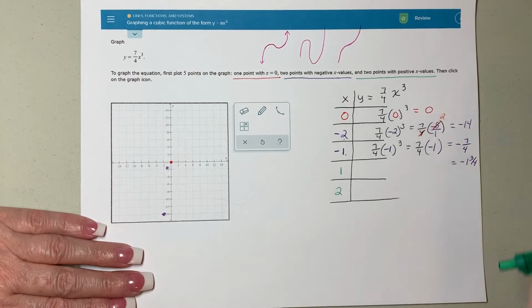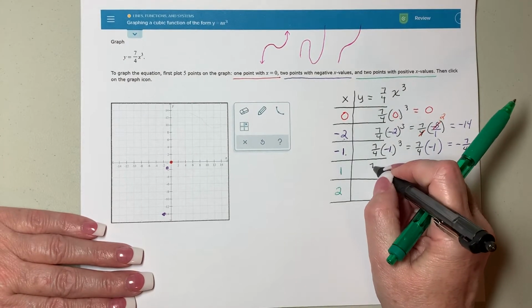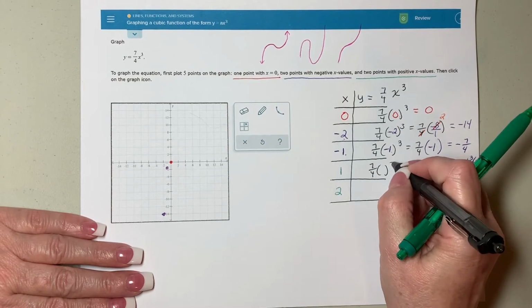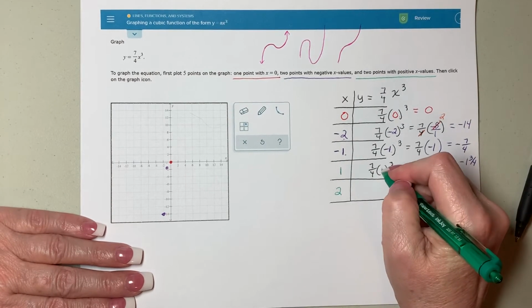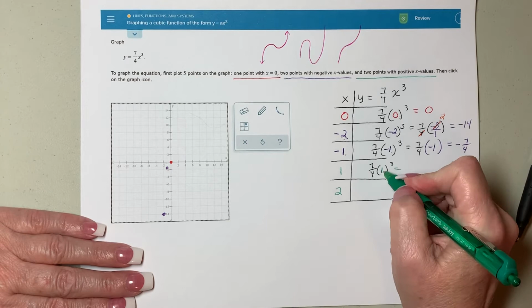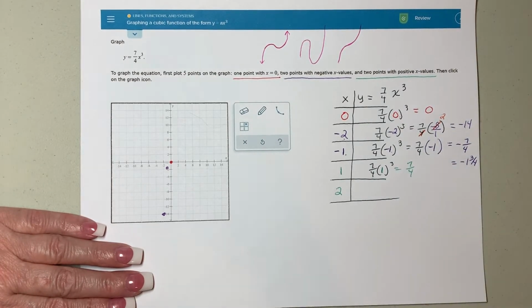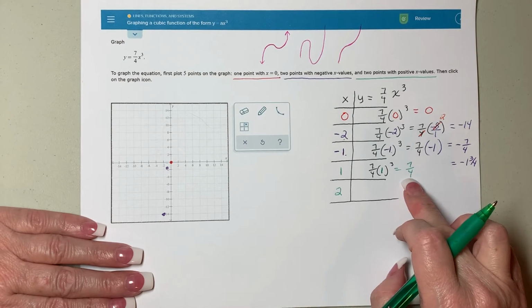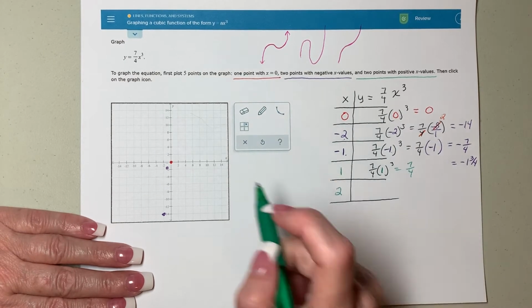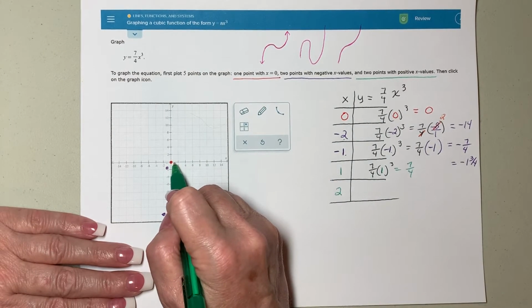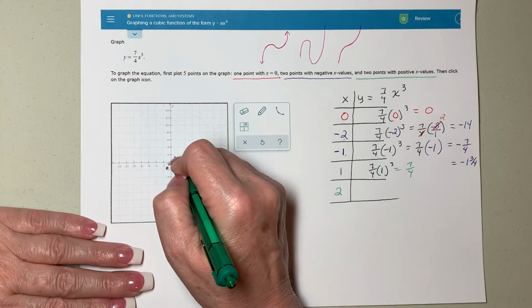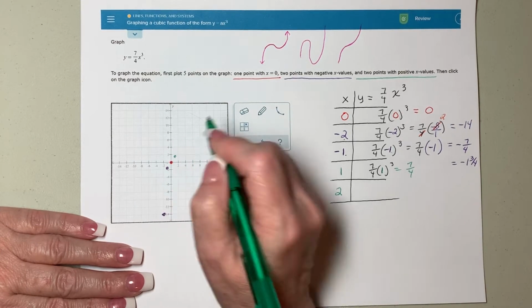And now I'm gonna go with the positive one. This is gonna be 7/4 times +1 cubed. Well, 1 cubed is 1, and 1 times 7/4 is 7/4. So this will be +1 3/4. So when x is 1, you're going to go 1 to the right, and then up 1 3/4, which would be right about there-ish.